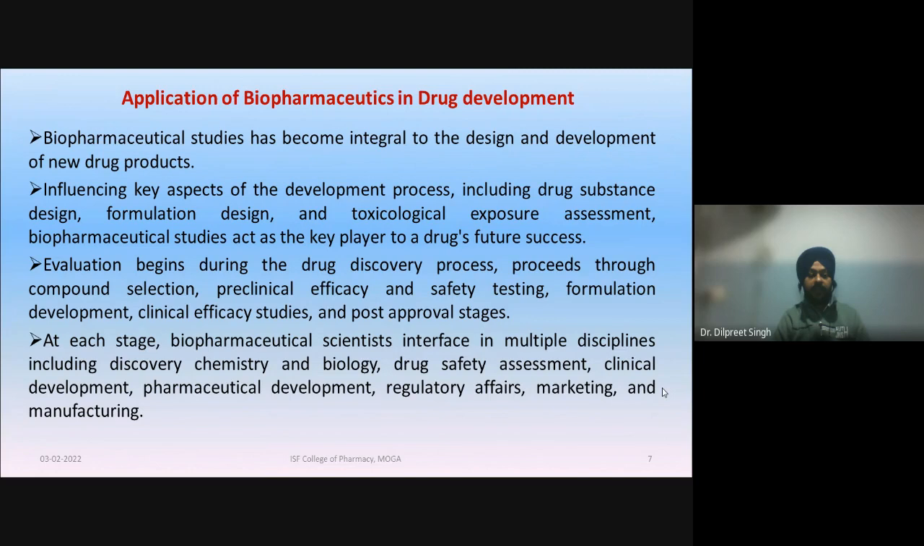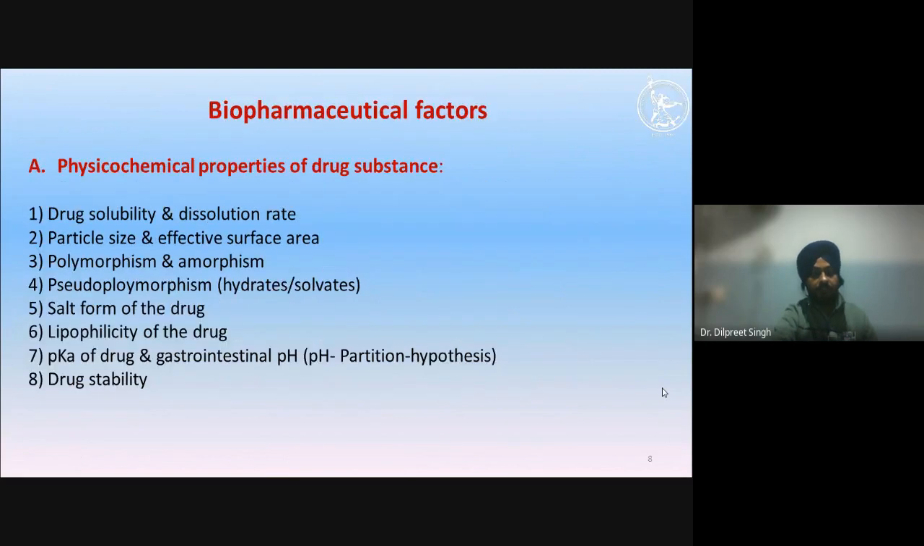At every stage in drug development, the biopharmaceutical scientist plays a major role in multiple disciplines, including chemistry and biology, drug safety assessment, pharmaceutical development, regulatory affairs, marketing, and manufacturing of a formulation for oral delivery.